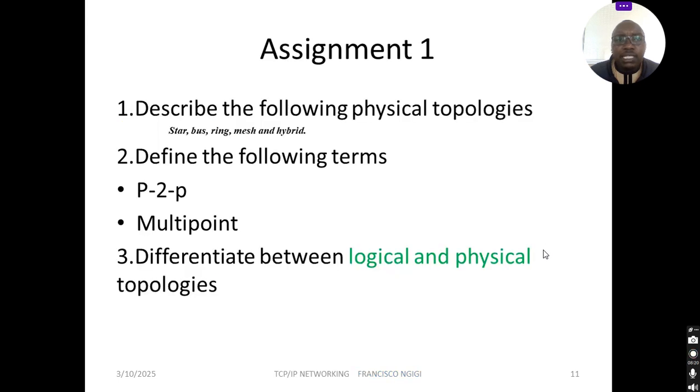So attempt the following: describe the following physical topologies, define the following, that is the star, bus, ring, mesh, and hybrid. Define the following terms: point to point, multi-point, and differentiate between logical and physical topology. So I've enjoyed doing the presentation. So kindly ensure that the objectives are met, because it's not just because there are goals to be met as far as learning is concerned.